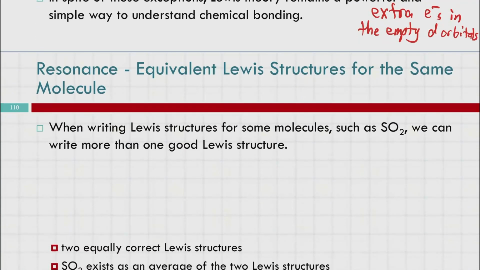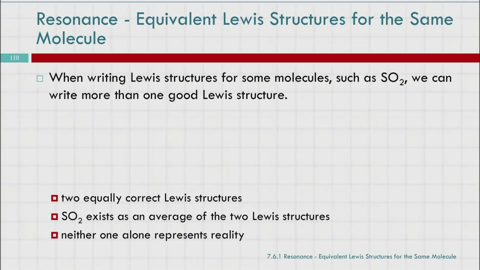We also have a thing called resonance. So when we write Lewis structures, good Lewis structures for some things like SO2, we can write more than one good Lewis structure. So we would lay out our skeletal structure. Looks kind of like a bear.